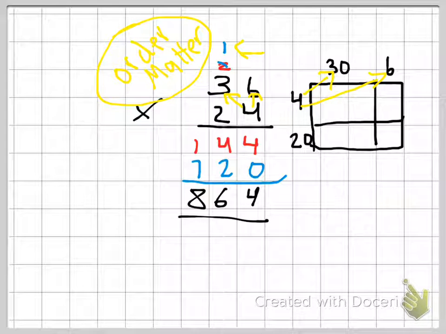You can do 20 times 30. Really, it doesn't matter the order when you do the area model, because in the end, you're just going to add them all up anyway. But here in the algorithm, the order does matter. You start with the ones, you multiply by the ones on top. Go back to the ones, multiply by the tens, and you move to the left.